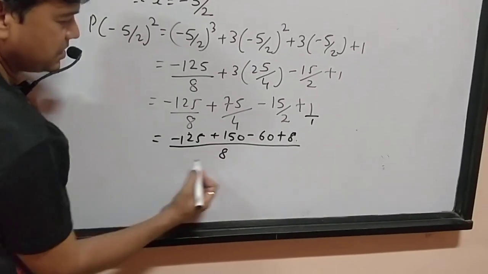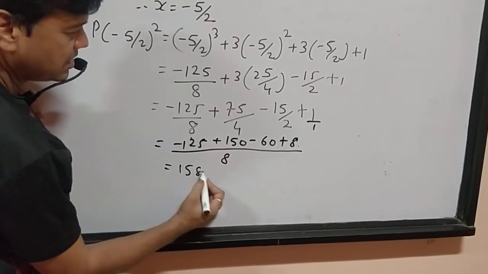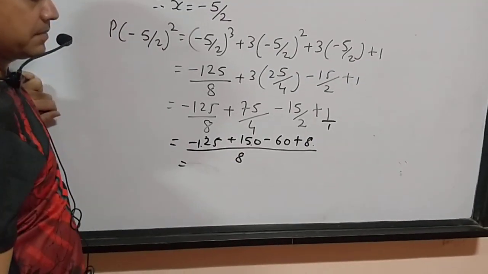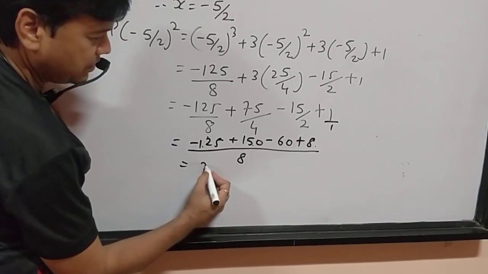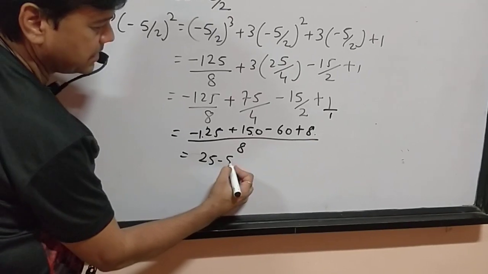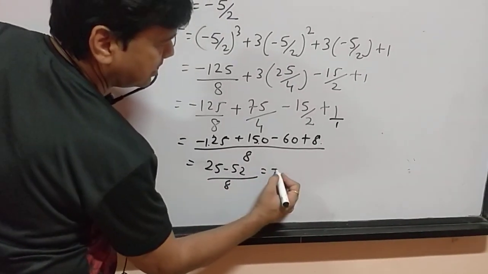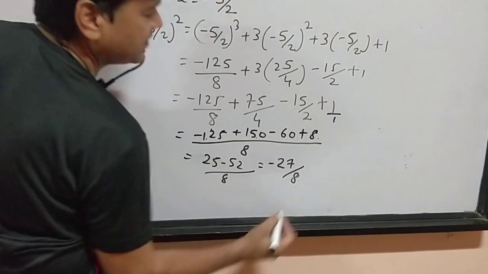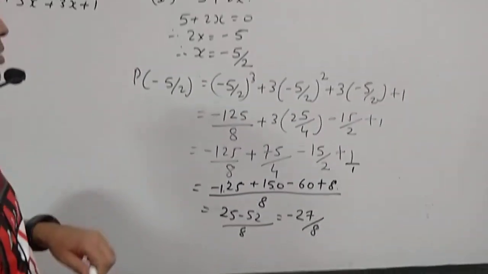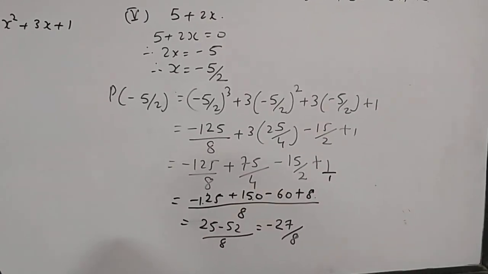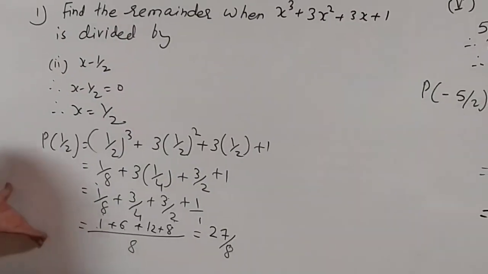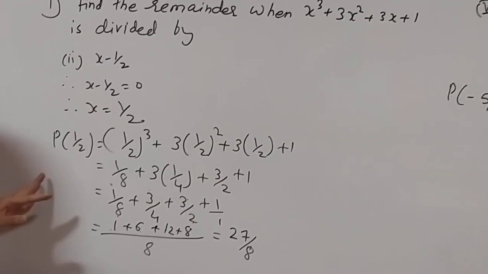150 plus 8, 158. Or you can do this also. 150 minus 125 is 25. Minus 60 plus 8, minus 52. Minus 52 upon 8 is minus 27 by 8. So P of minus 5 by 2 is equal to minus 27 by 8. So it's very easy. The concept of 8 standard must be clear, then you can do it easily.